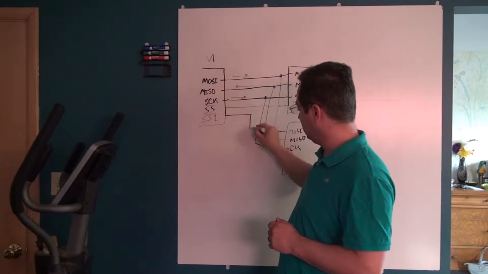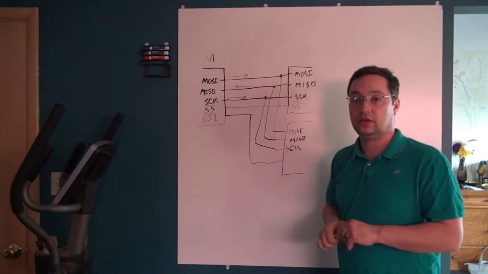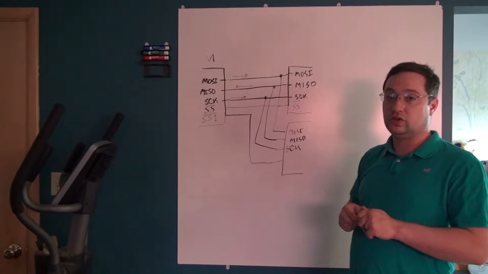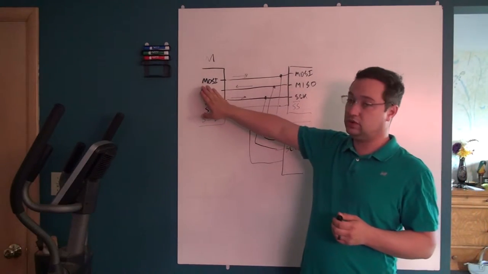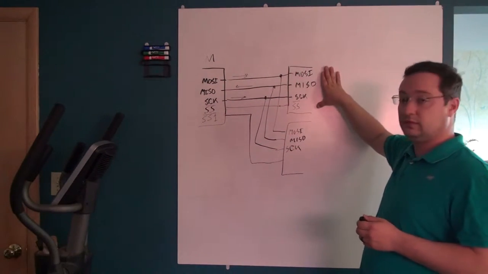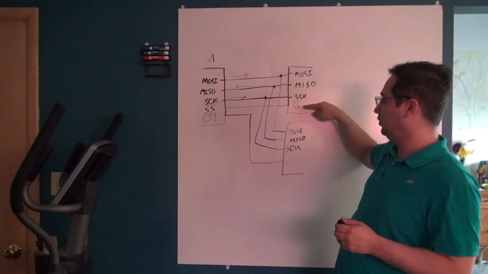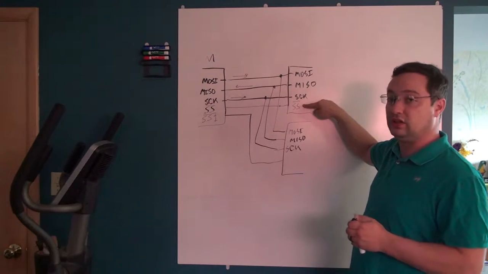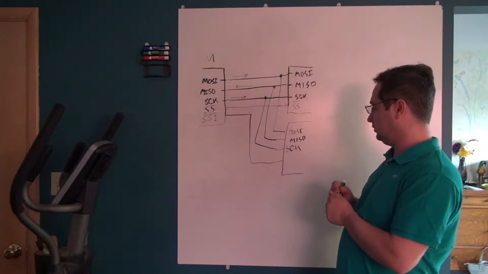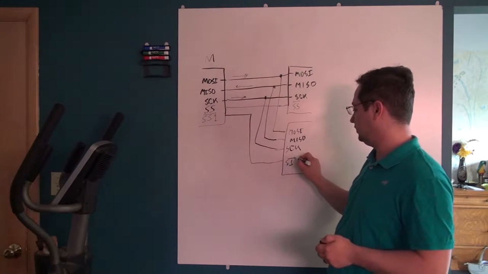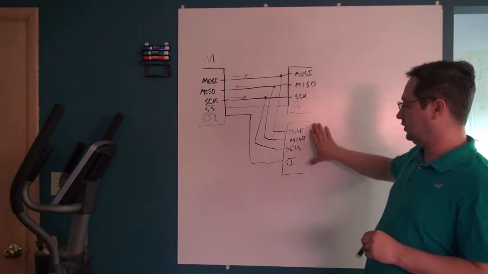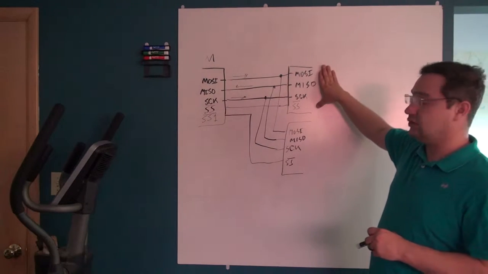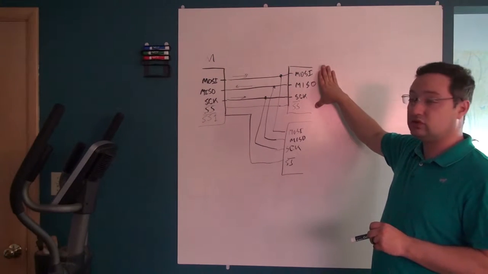And then this line connects to the second slave. So now, if the master wants to talk to slave number one, it will pull this line low and leave this line high. So this slave will be quiet, and this slave will talk.